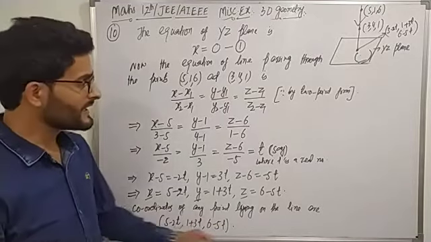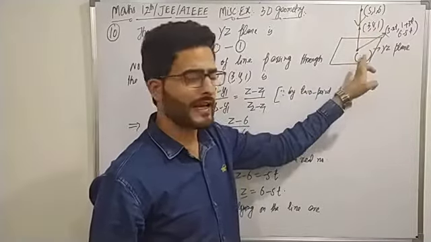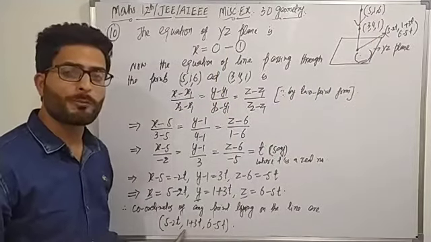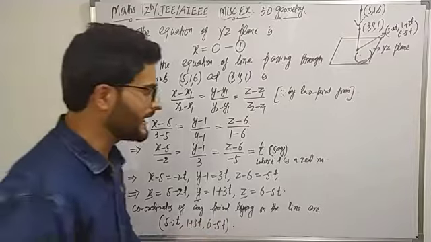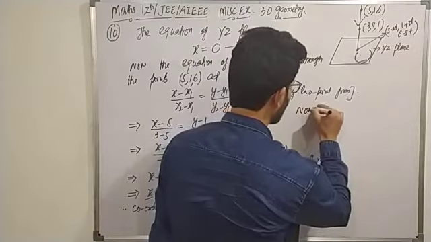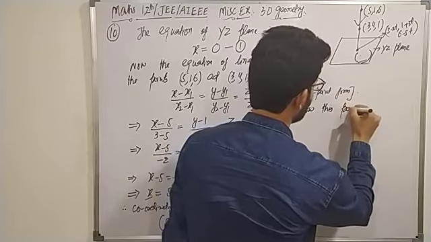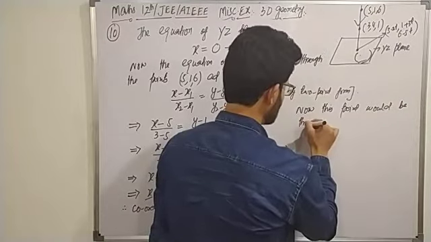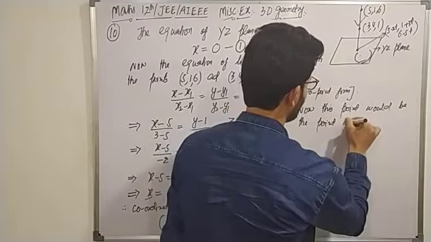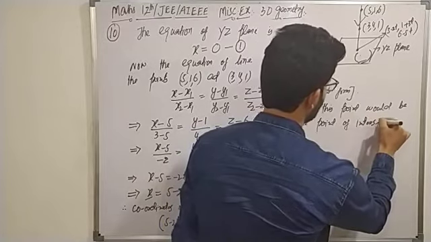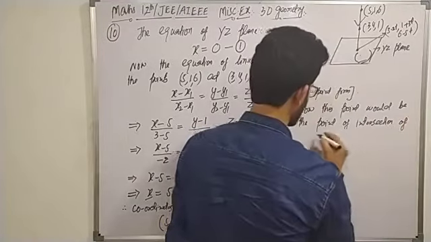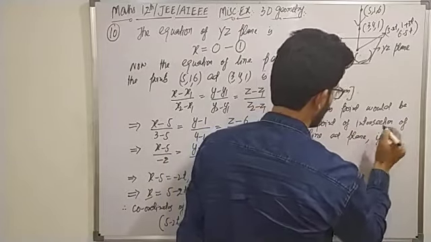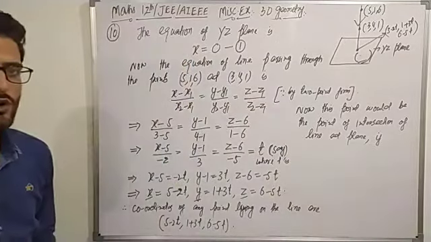Is that clear? Now this point also lies on this line, but this point is the point of intersection of line and plane. Now this point would be the point of intersection of line and plane if this point satisfies the equation of the plane.